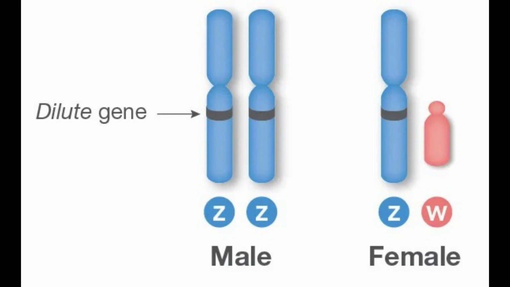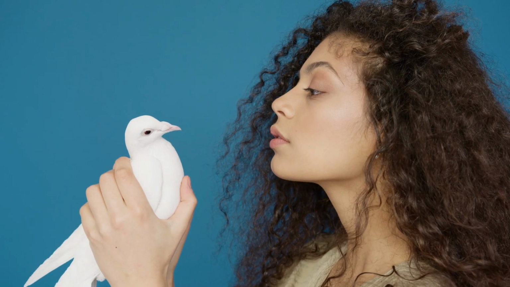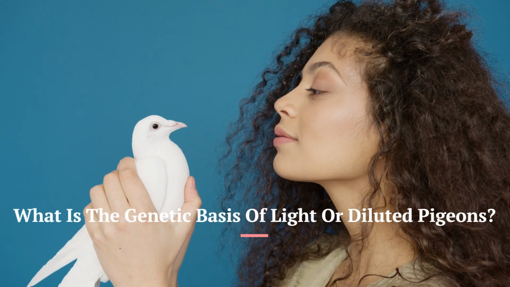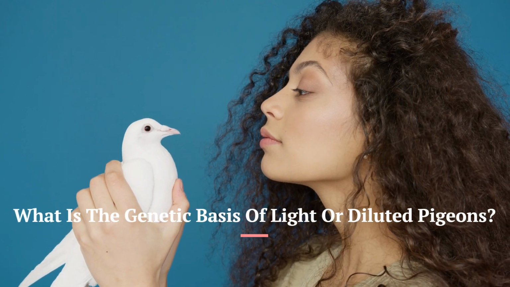Female pigeons have one Z chromosome and one W chromosome, so they have just one copy of the dilute gene. Male pigeons have two Z chromosomes, so they have two copies. Because it's on a sex chromosome, the dilute gene is sex-linked. Sex-linked genes follow different patterns of inheritance in males and females. So, another question may arise. What is the genetic basis of light or diluted pigeons?